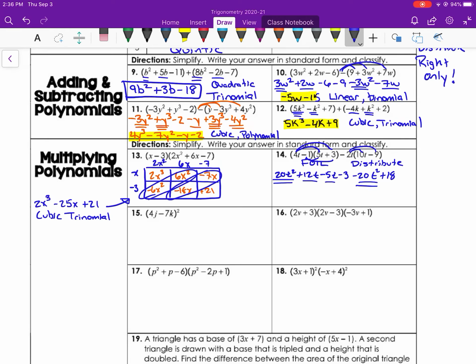Alright, and we look, 20 minus 20 cancels out. Then we got 12 minus 5 is 7. And this should be a t here at the end. Sorry guys, it's late in the day. So 12 minus 5 is 7t. 7t plus 18t is 25t. And then the negative 3 just kind of tanks at the bottom. So this is a linear binomial.